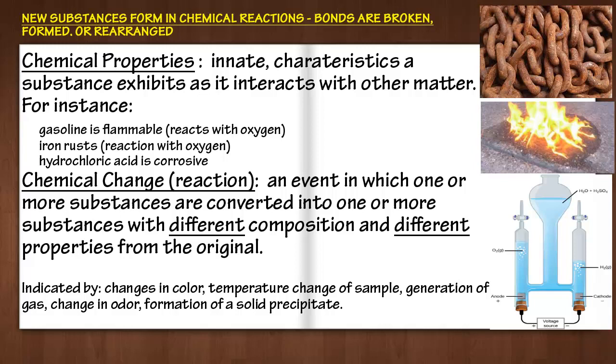Oftentimes, you can get hints that chemical reactions have occurred by changes in color, changes in temperature of the sample as heat is either evolved or captured from the surroundings, generation of a gas, maybe you see an odor change, or formation of a solid precipitate. All these are hints that a chemical reaction has taken place. So in a nutshell, new substances will always form in chemical reactions. Chemical bonds are broken, formed, or rearranged.